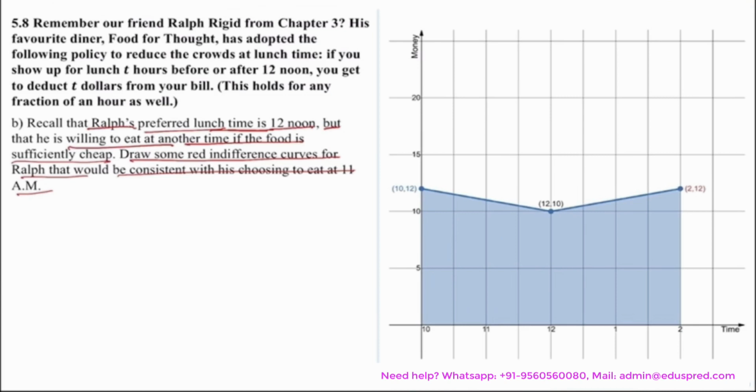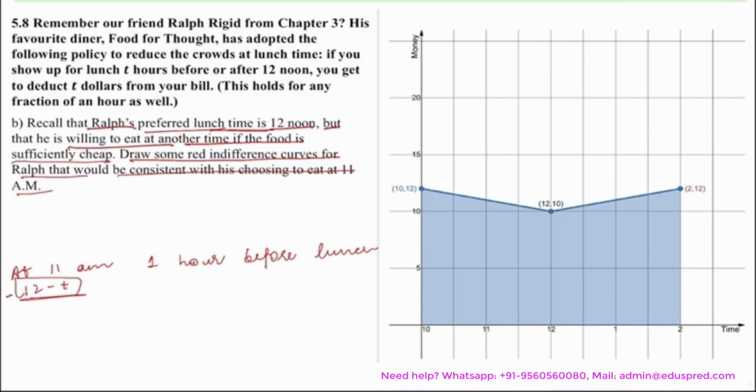Now let's first see at 11 a.m. what is the amount of money he is left for other stuff. At 11 a.m. he is eating 1 hour before lunch. So he is operating at a scenario of 12 minus t. If you do not recall where I am getting 12 minus t, I have discussed this entire thing in very much detail in my previous video, which corresponds to part A of this particular question. You can always refer to that video.